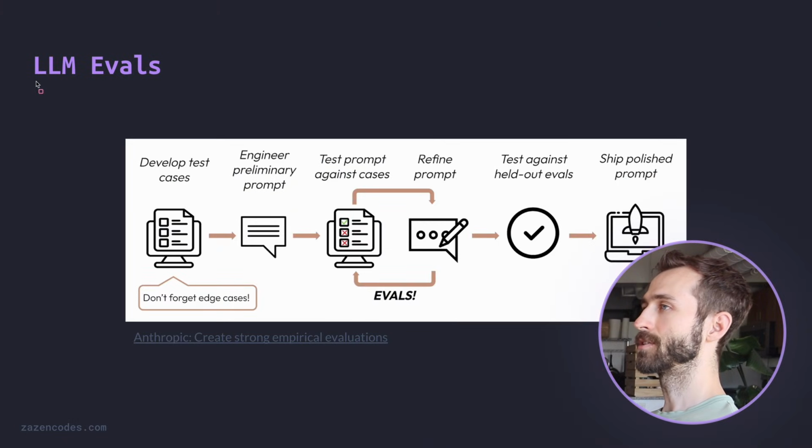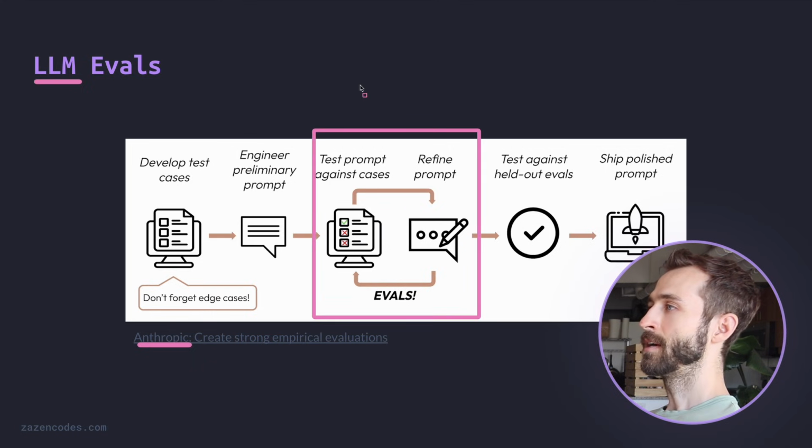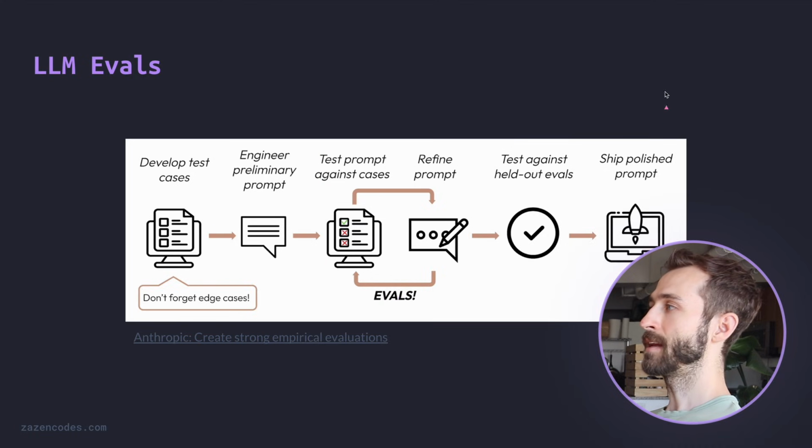This image shows a representation of LLM evals. It's from Anthropic's blog post. And this is the interesting evaluation part where we're going to have some prompt and test it against some use cases. And then we're going to iteratively refine that prompt based on the information provided by the evals. The evals are going to guide us towards doing prompt engineering for LLMs. And at the end of this, we're looking to ship a polished prompt.